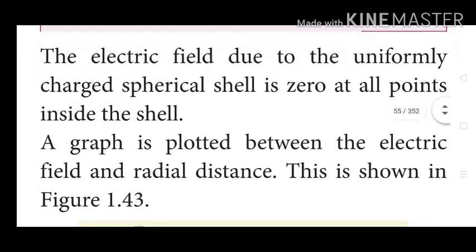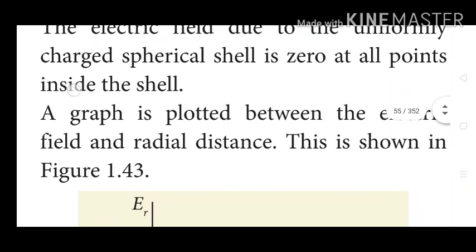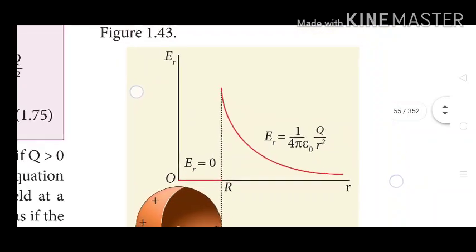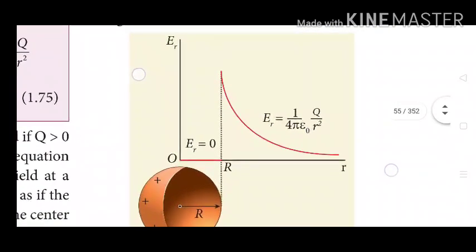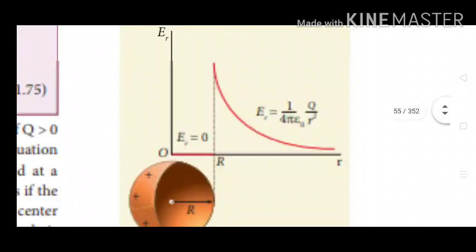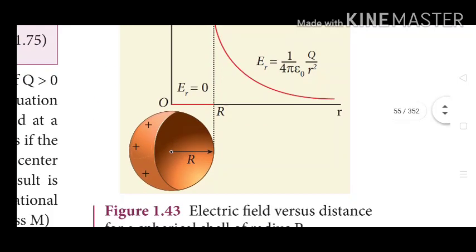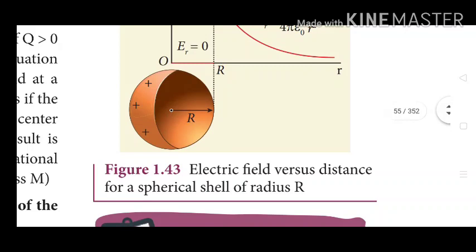A graph is plotted between the electric field and the radial distance. This shows the figure. If the distance increases, the electric field decreases, which is shown by the diagram. One more question can be asked by using this diagram. So we should understand that the electric field decreases when the distance increases.